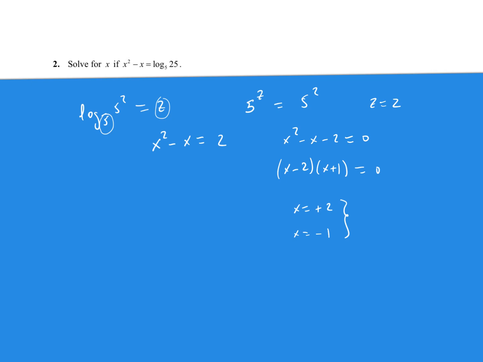So when I have the equation x squared minus x equal 2, if I place the number 2 here, 2 squared minus 2 will be 4 minus 2, so it's true, it is equal to 2. And minus 1 squared minus minus 1 is also 2. So I solved it. Let's go to the next one, number 3.